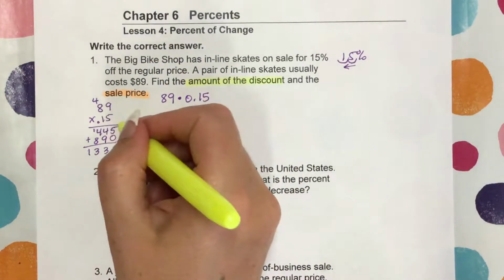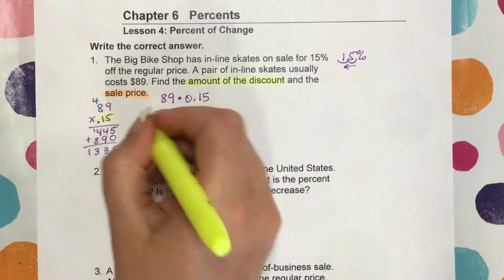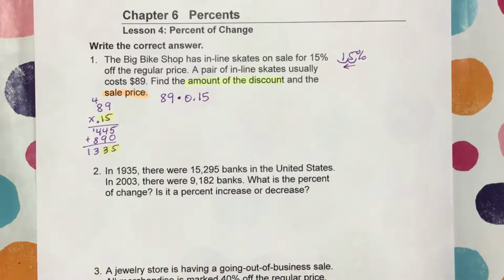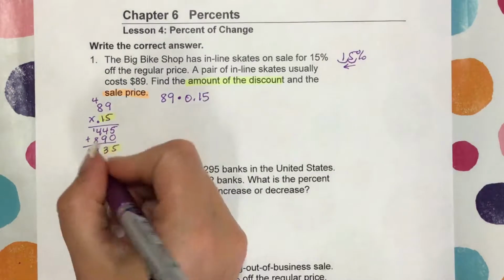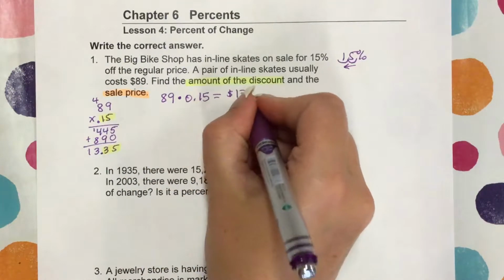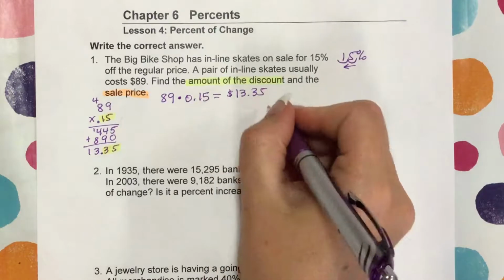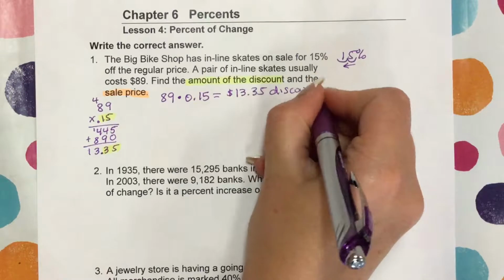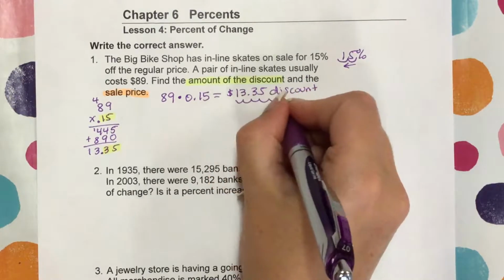And then since there are decimals, I need to figure out how many decimal places are in the problem, and there's 1, 2. That means my answer also has to have 2 decimal places. So it is equal to $13.35 discount. Okay, so that is the discount.